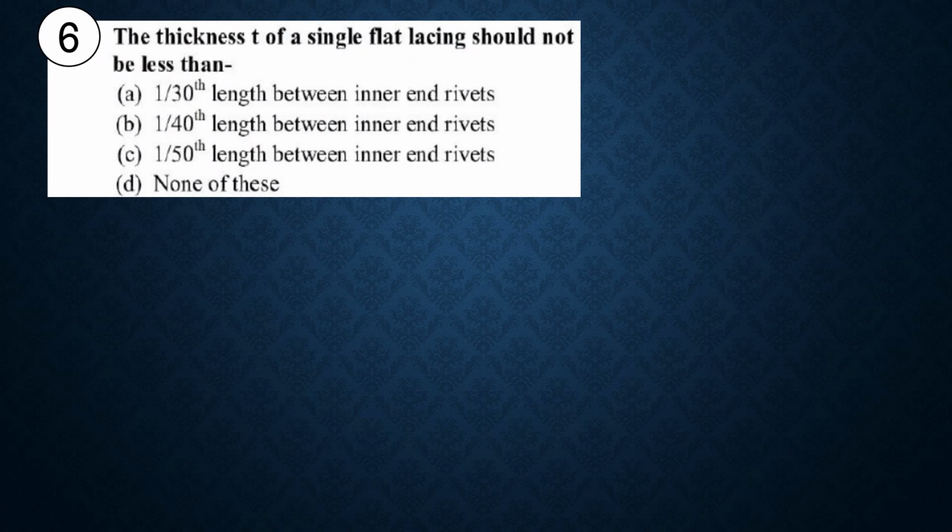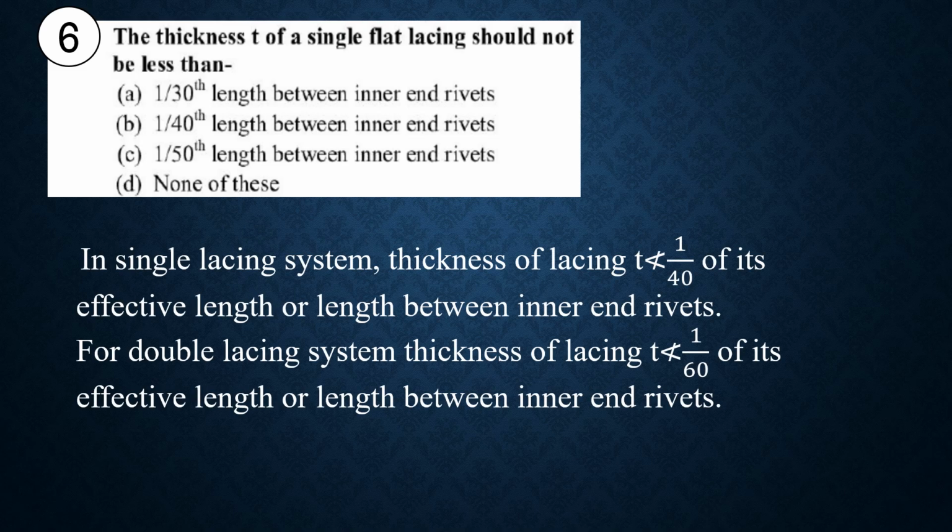Then next question, the thickness t of a single flat lacing should not be less than 1/40th of the length between the inner end rivets, and for double flat lacing 1/60th. This is also important. For single lacing, t should not be less than 1/40th, and for double lacing, t should not be less than 1/60th. Option B is correct.